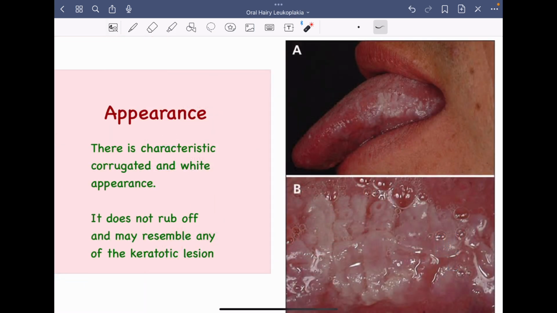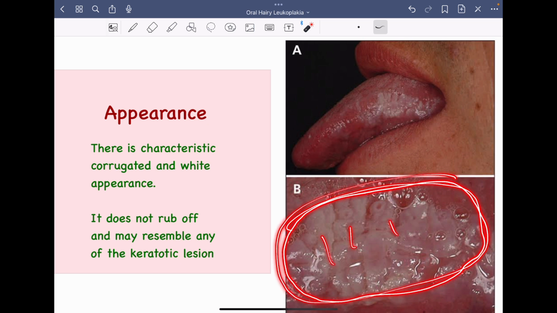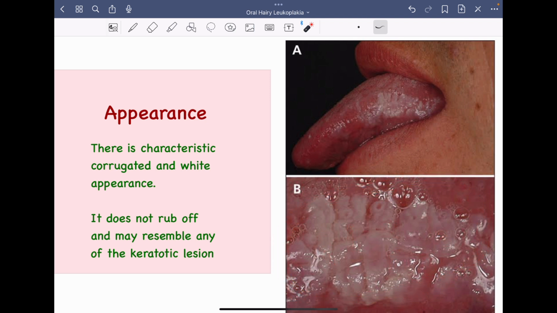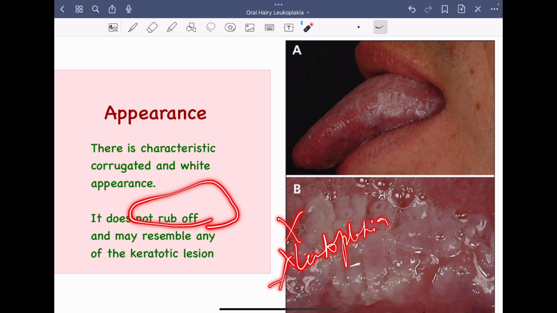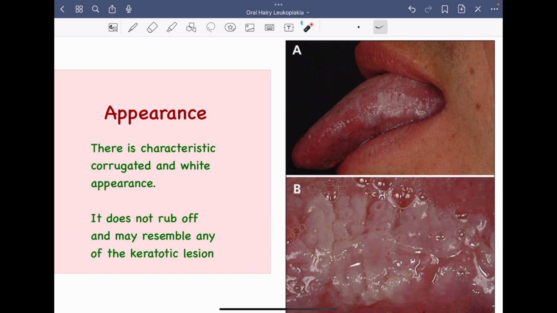Moving on towards the appearance of OHL. In this figure, you can see it has a corrugated white appearance, a very corrugated surface with hair-like projections, and the color is white. Definitely it does not rub off like any other leukoplakia. It is a white patch which does not rub off, and it might resemble any type of white keratotic lesion.